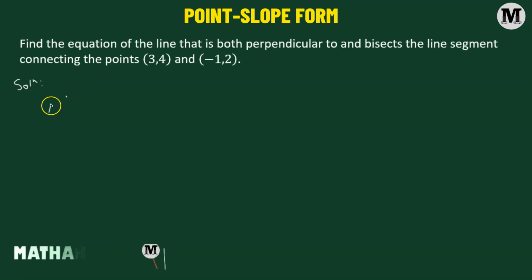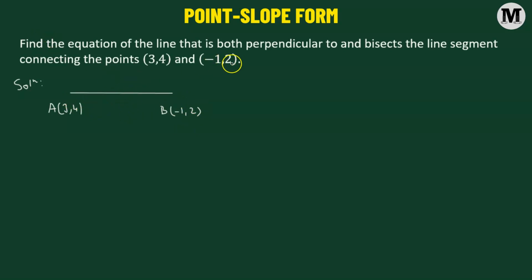Let's say the points are A with coordinates (3, 4) and point B with the coordinates (-1, 2). Let's join the 2 points with the help of a straight line. Now we're going to consider another line which is going to bisect the line segment AB, with the condition that it's perpendicular to AB.